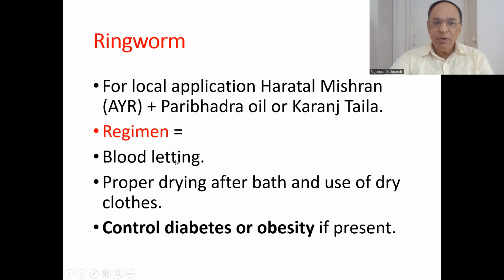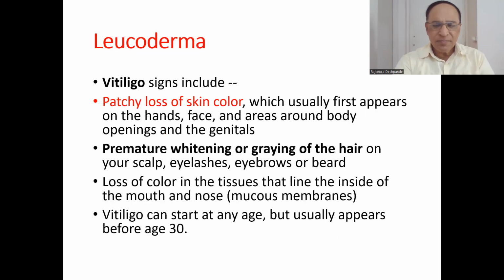Pathya or the regimen: bloodletting, Rakta Mokshana Chikitsa, is the best treatment in skin diseases from Ayurveda. Proper drying after bath and use of dry clothes is very important. Control the diabetes. It should be within normal limit, and in obesity, reduce the weight. Second skin disease finished.